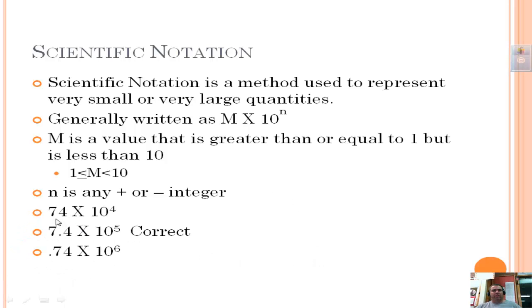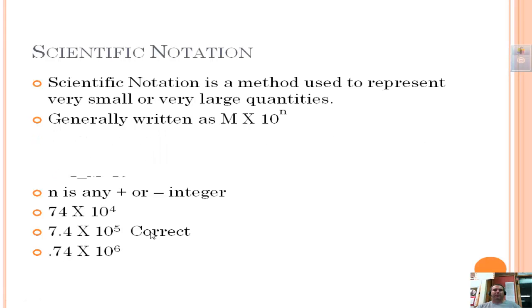Now, when you look at these, 74 is bigger than 1, but 74 is not less than 10. So this first one is incorrect. When you come down to the last one, 0.74, well, 0.74 is not bigger than 1. So that's the reason why it's out. When you look at 7.4, this one is correct. The m value is between 1 and 10, and then there you notice the 10 to the 5th. All of these numbers are exactly the same, but in proper scientific notation, it's this one right here. That is your correct expression in scientific notation.